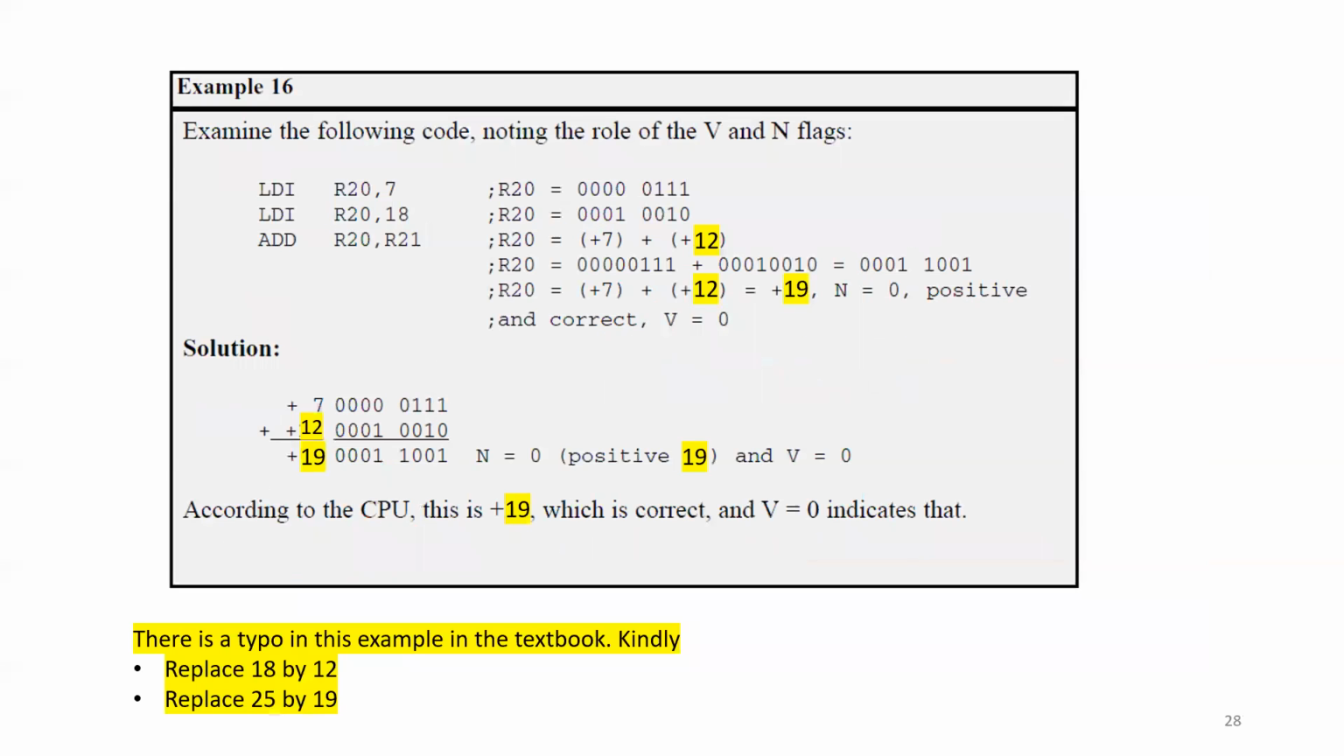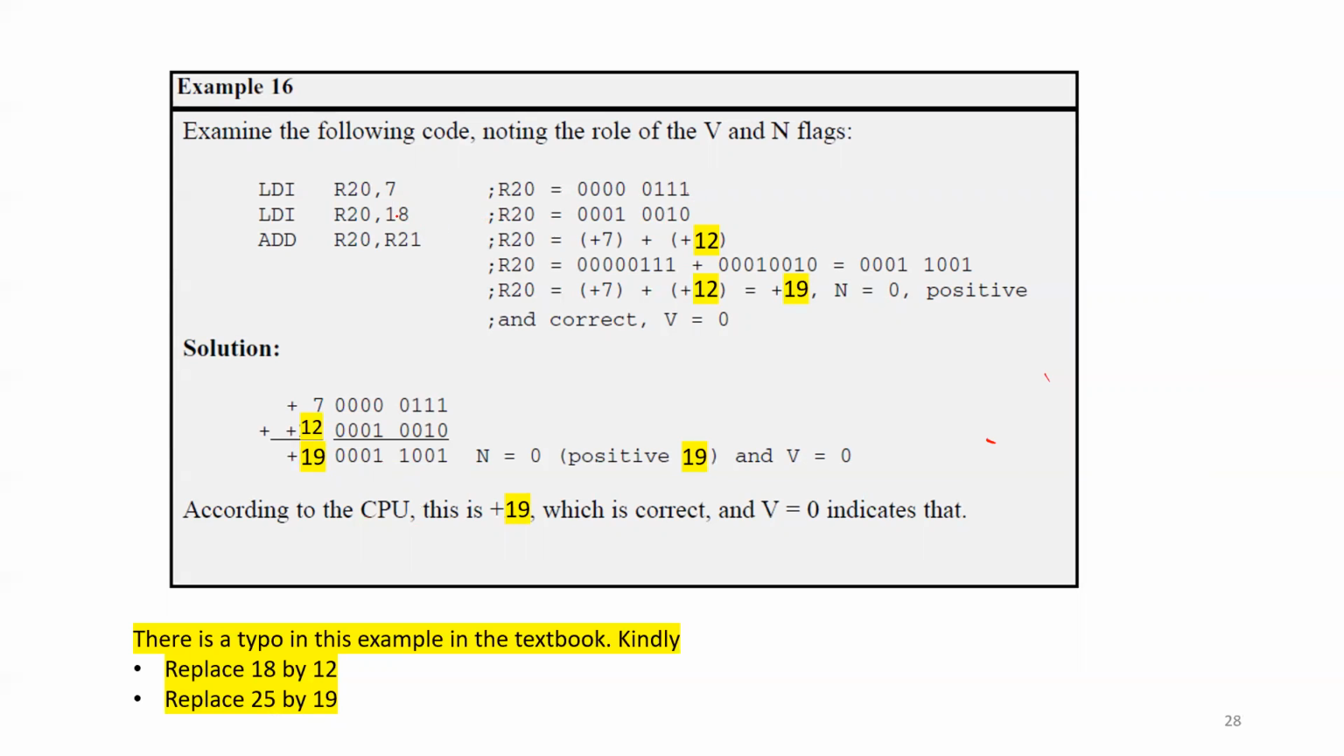So let's see another example. In this example, LDI R20 with 7. Again, we need to figure out what's happening to N and V, the overflow flag and the sign or negative flag. So here you have LDI R20 with 7. So this is the value of 7 now. 1, 1, 1, 0, and 0 is in the second nibble. R20 is 18. So 18 means 0, 1, and here you have 1. So this is now our 2 registers. Adding the 2 registers together.